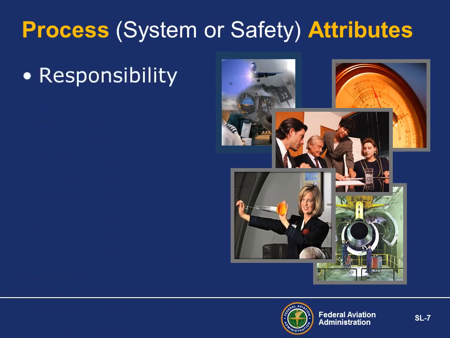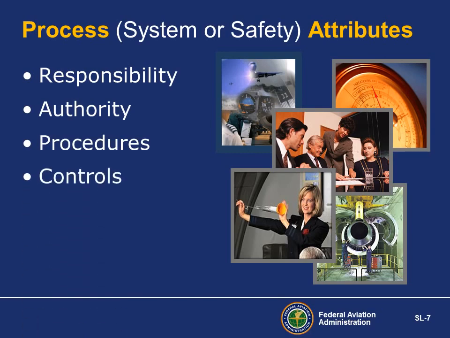Responsibility. Who is accountable for the safety and quality of the process activities? Authority. Who has the power to establish and modify process procedures? Procedures. Are there clear instructions for members of the organization? Controls. Are the administrative processes or supervisory controls adequate to ensure the activities produce the correct results?